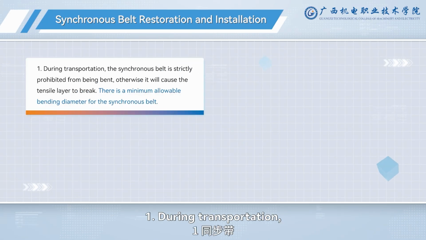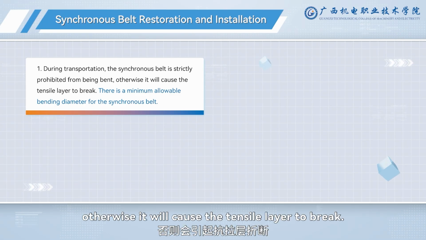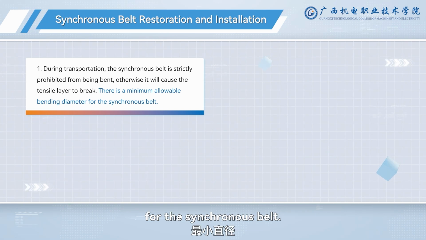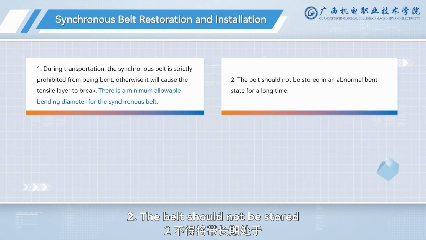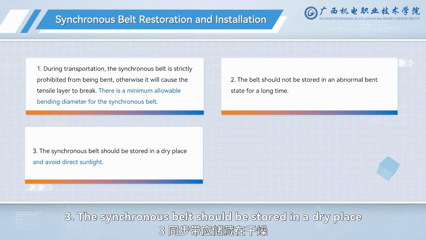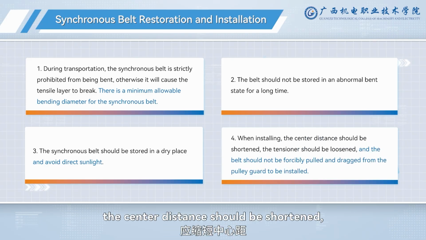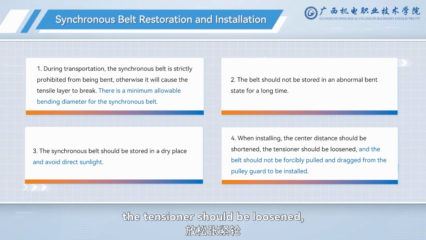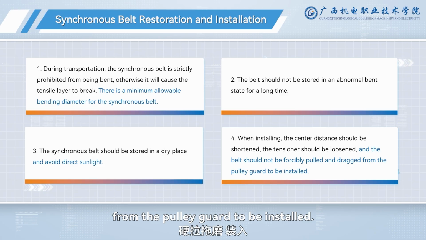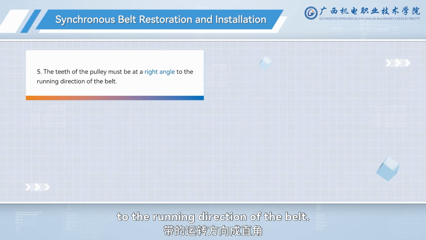1. During transportation, the synchronous belt is strictly prohibited from being bent, otherwise it will cause the tensile layer to break. There is a minimum allowable bending diameter for the synchronous belt. 2. The belt should not be stored in an abnormal bent state for a long time. 3. The synchronous belt should be stored in a dry place and avoid direct sunlight. 4. When installing, the center distance should be shortened, the tensioner should be loosened, and the belt should not be forcibly pulled and dragged from the pulley guard to be installed.